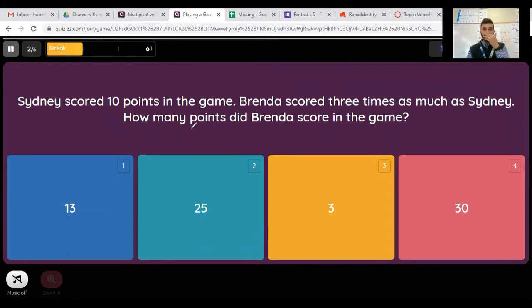So what am I comparing here? I've got Sydney's points, Brenda's points. I'm going to pull them both out. S for Sydney, B for Brenda. Now for this one, we know what our picture is going to look like because it says Brenda scored 3 times as much, meaning Brenda's going to get 3 boxes and Sydney would get 1.